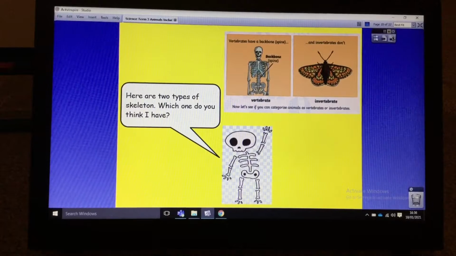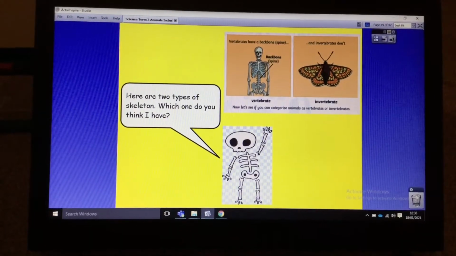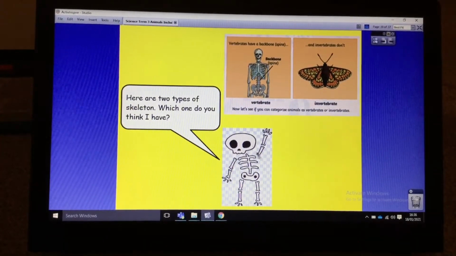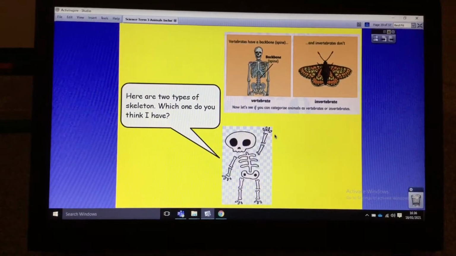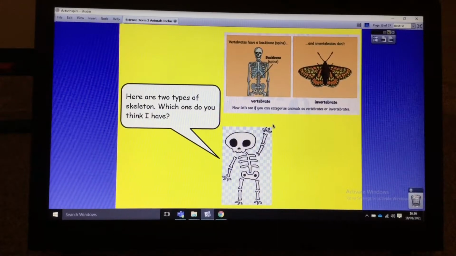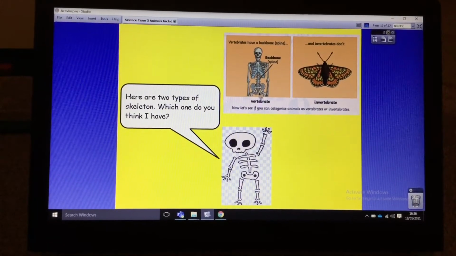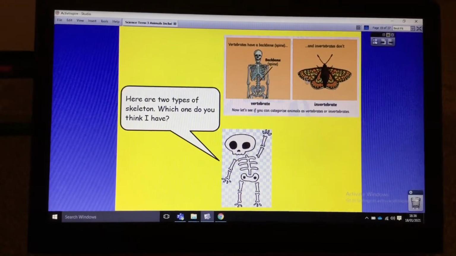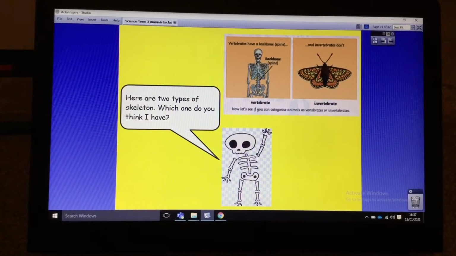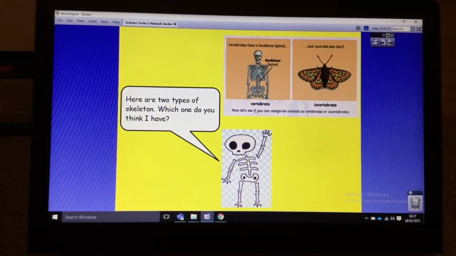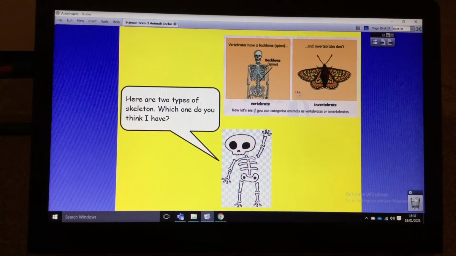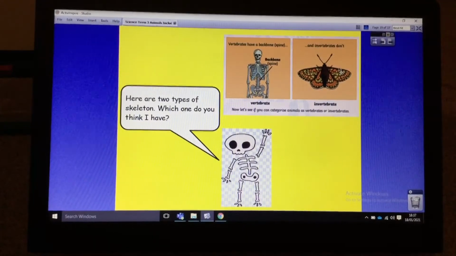Okay, so here are two types of skeleton. Which one do you think I have? This is what this skeleton here is saying. Do you think it is a vertebrate or an invertebrate? So we've got our vertebrate here or our invertebrate over here. Now, a vertebrate has a backbone, a spine, which runs all the way from the bottom of the neck all the way down into the hips.